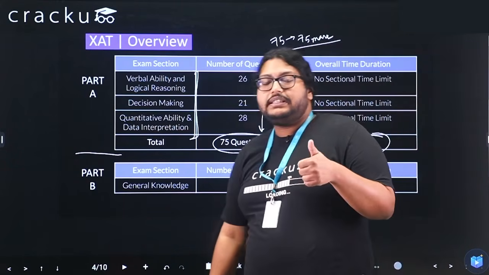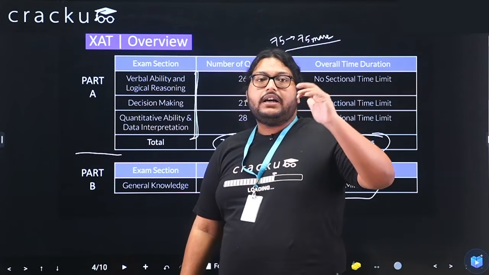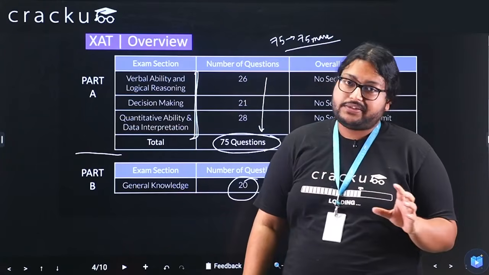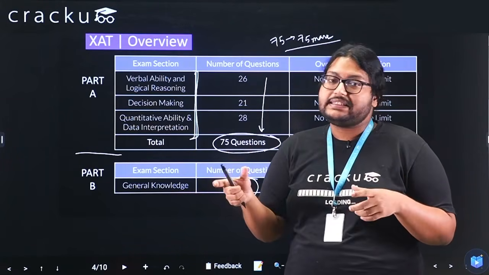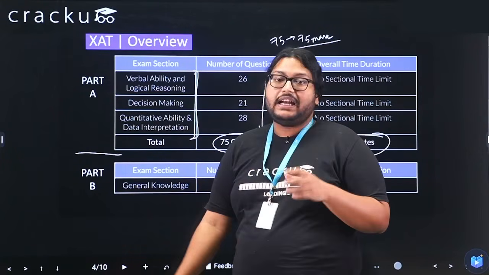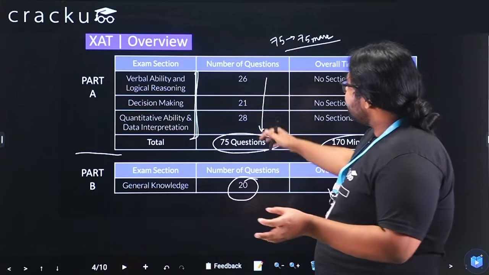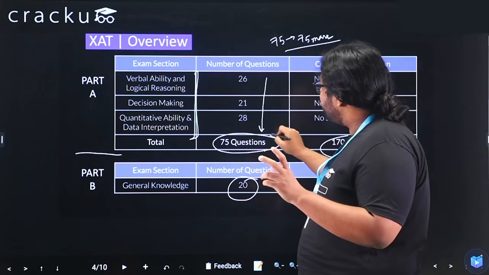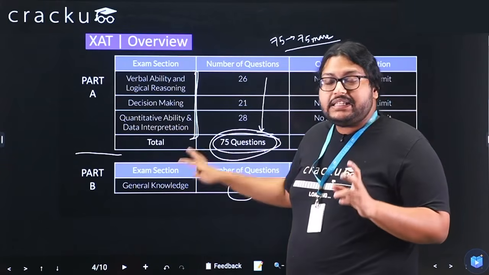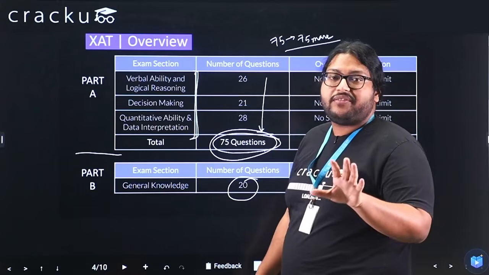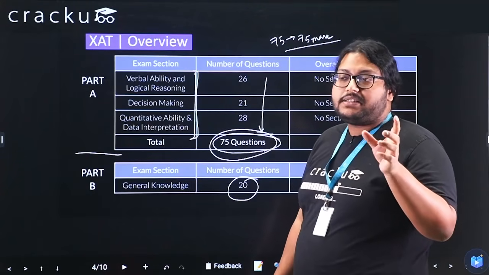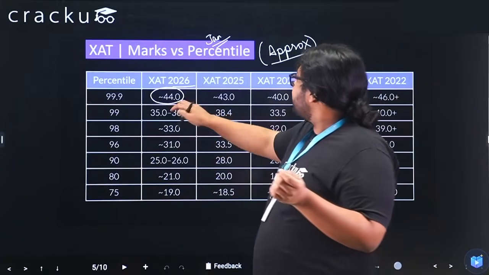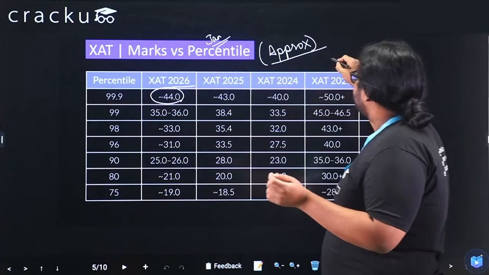Now, one thing to note here is that for XLRI, for the shortlisting, they do not actually consider the general knowledge marks. So when they give you that final percentile, the general knowledge marks are not taken into account. Basically, all the percentiles and all the marks are around these 75 questions only. Out of these 75 marks, what marks you need to get the percentiles is discussed. 44 marks, that is 44 out of 75.